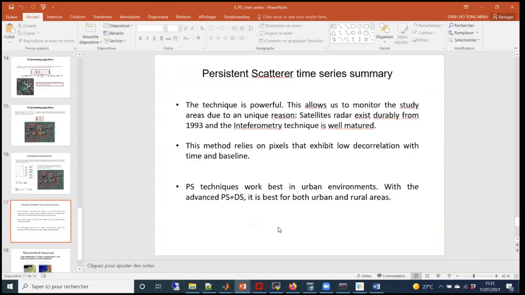Okay, that's all. Just trying to summarize, the technique is very powerful nowadays. Why? Because that is the unique function of the radar. Whenever you want to study, you can go back even to 1993, whenever we have the data. Nowadays interferometry is a very well documented, very well measured technique. But try to remember that this technique is not available everywhere. It relies on pixels, on targets that have low decorrelation as a function of time and baseline. The combination is very good in urban scenarios, and for non-urban scenarios in general, the combination will be best for both scenarios.